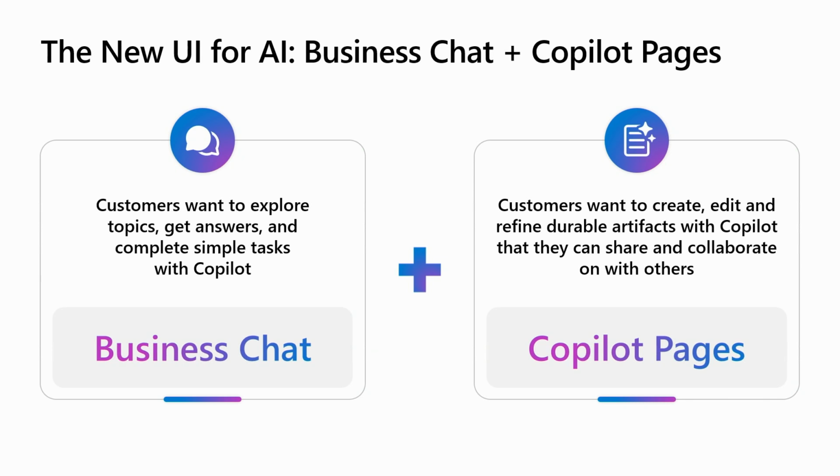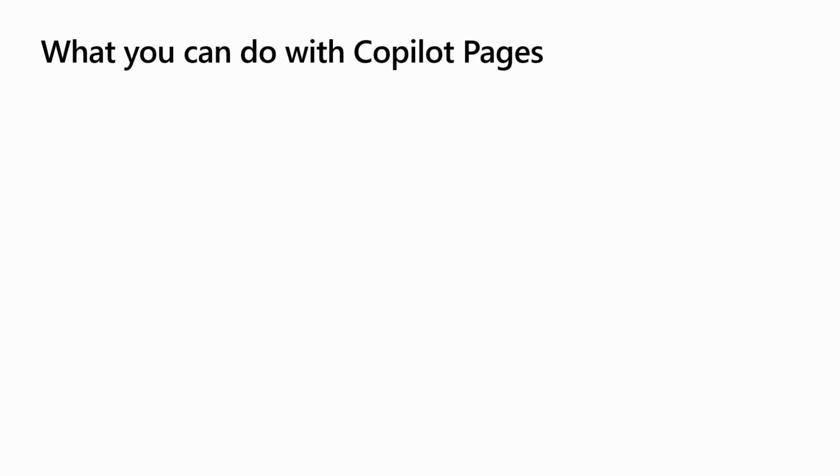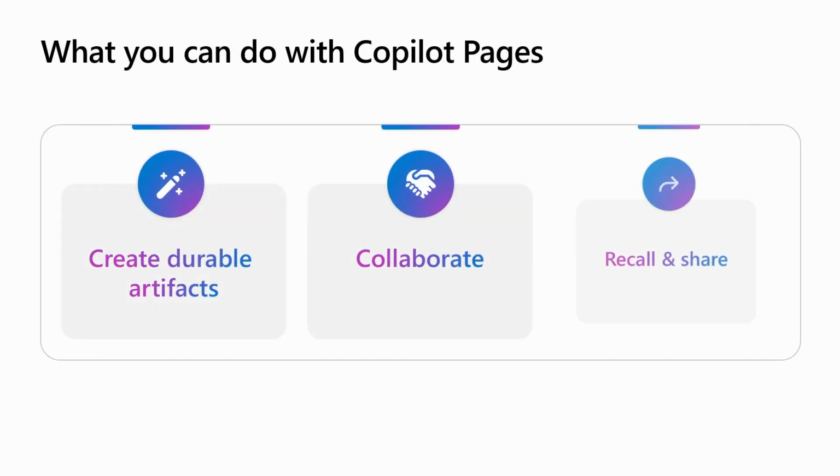Copilot Pages are that new AI artifact that's tailored for human to AI to human collaboration right in the flow of your work. So what can you do with Copilot Pages? There are 3 key things. First, Copilot Pages allow you to start with an intent, your goal, in BizChat, and then co-create, edit, and refine a durable artifact with Copilot to help you achieve that intent.